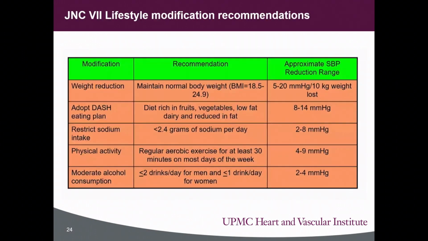What are some of the lifestyle modifications you'd want to recommend to your patients? Well, weight reduction. You want to maintain normal body weight, BMI under 25. Doing that to lose weight, about 5 to 20 points of blood pressure reduction with a 10-kilogram weight loss. You could consider recommending a DASH eating plan, which is a diet rich in fruits, vegetables, low-fat dairy, and reduced in fat, maybe 8 to 14 points. You want to restrict sodium intake to less than 2.4 grams per day. Physical activity, you want regular aerobic exercise for at least 30 minutes on most days of the week. And want to keep alcohol consumption to moderate or lower.